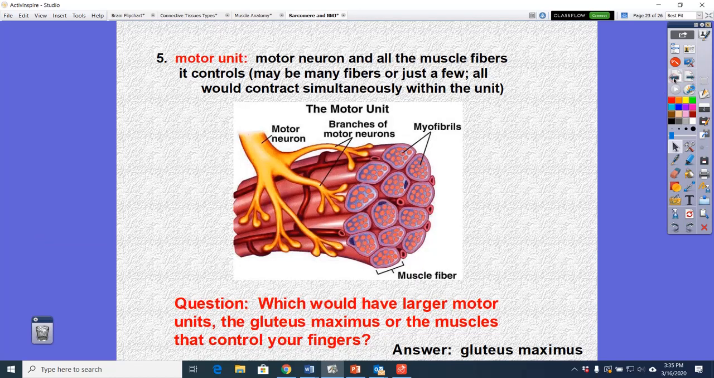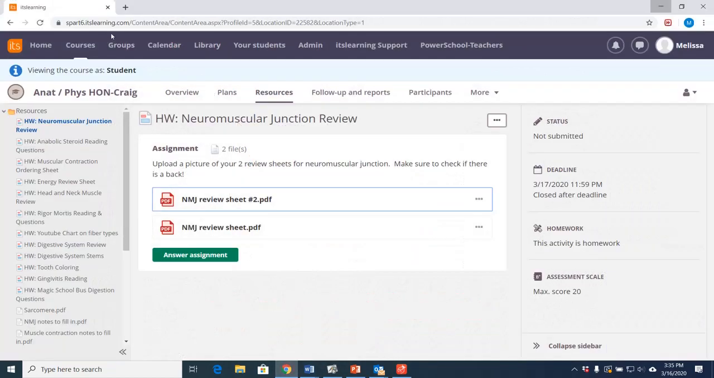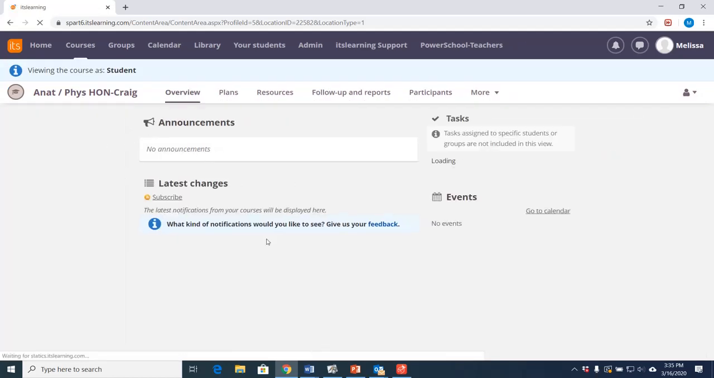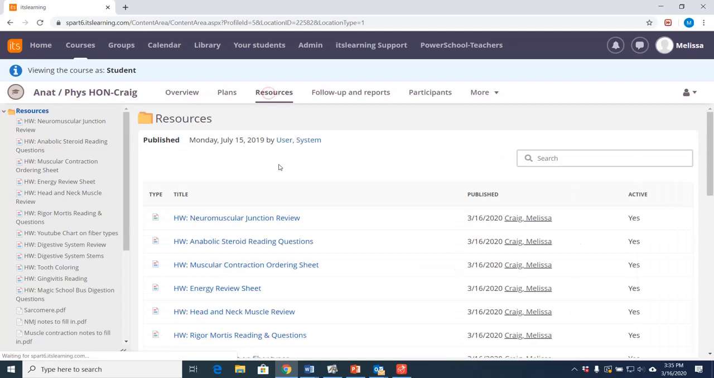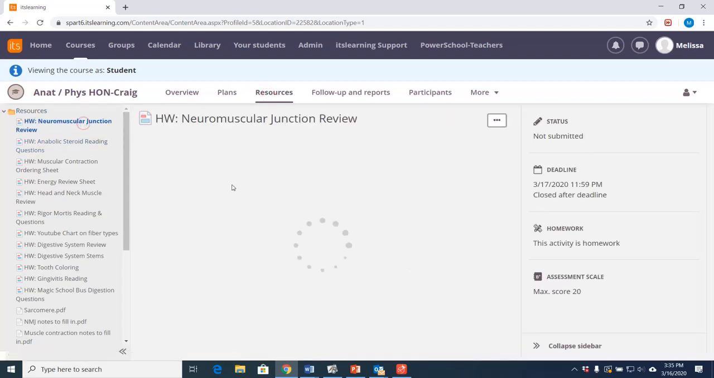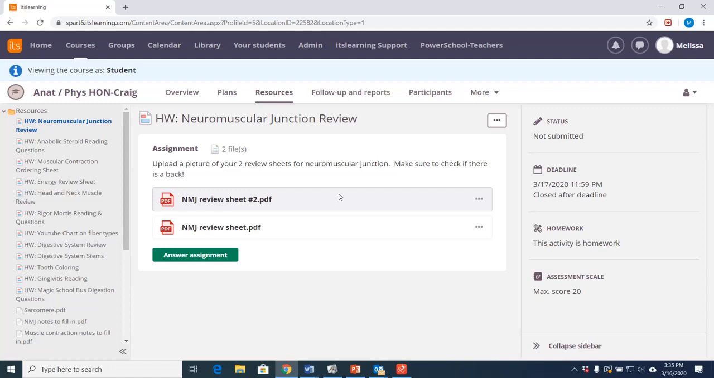All right, so you have 2 review sheets to do on the neuromuscular junction, which are going to go over what I just did. And then you have 1 sheet on anabolic steroid reading. You will upload both of those to It's Learning. When you go to It's Learning, it should look like this. Under Anatomy and Physiology Honors, you're going to click on Resources. You're going to click on Neuromuscular Junction Review for homework. Please notice on the side of the screen that the deadline for this is tomorrow night at midnight, on 3/17. It says, upload a picture of your 2 review sheets for the neuromuscular junction. Make sure to check if there's a back.